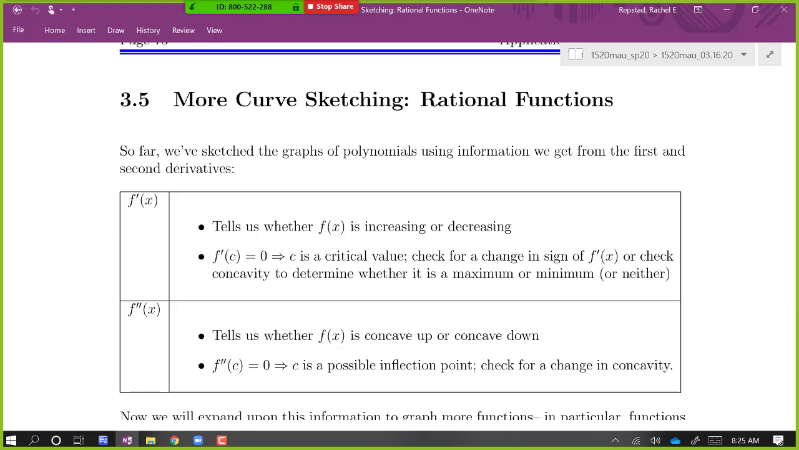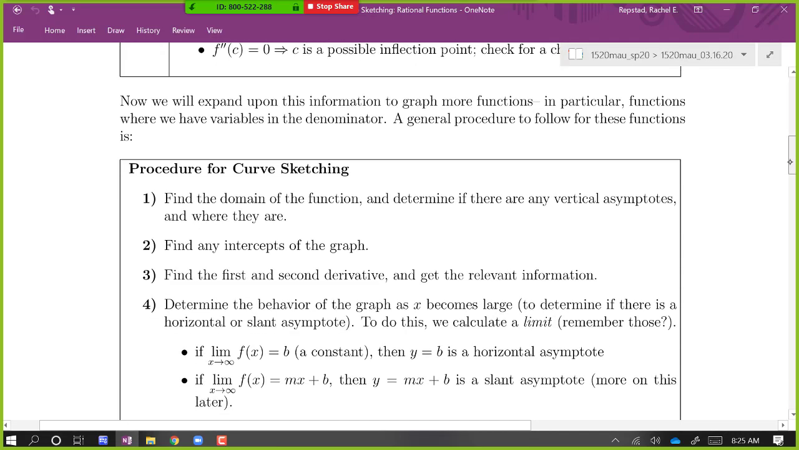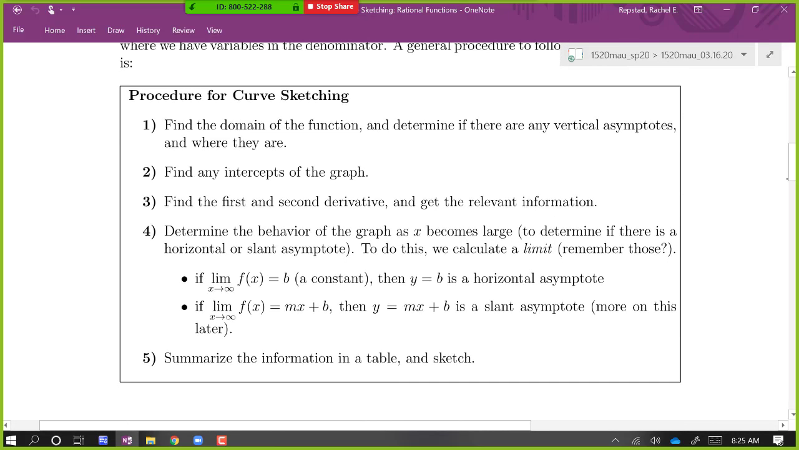So we have this general procedure down here for curve sketching. The first thing I always do is just try to figure out what the domain of the function is. That's never a concern with polynomials. In the last section, the domain is always all real numbers. Our function is defined everywhere because we're not dividing by x's. Now that we have the possibility of x's in the denominator, that's going to restrict our domain a bit.